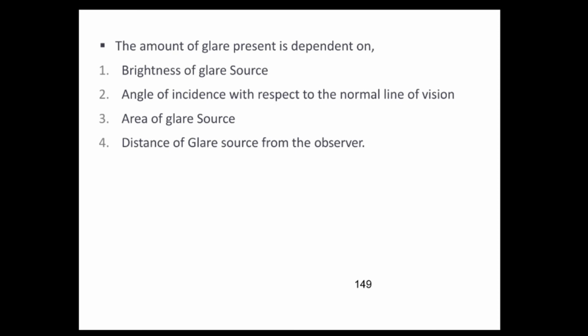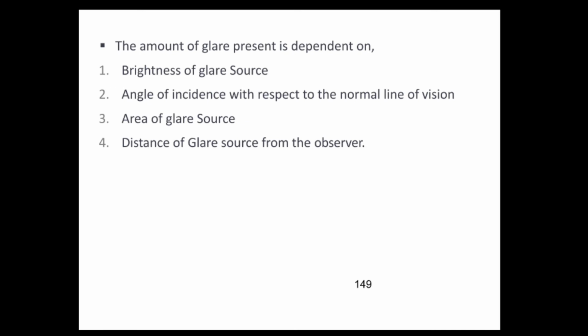And the amount of the glare present will depend on, first, the brightness of the glare source, second, the angle of incident with respect to the normal line of vision. The most common example is the beam light and the dim light of the vehicle or the dimmer of the car, which has to be used at night, which will not have the direct angle of incident or light rays to fall onto the normal vision line of the driver.